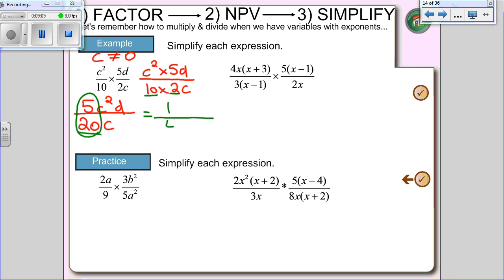I look at my c's. I have 2 c's on the top, so c squared, and 1 c on the bottom. So that means I'm left with 1 c on the top. And I check my d's, and there's no d on the bottom, so it's still on the top. So your answer would be c times d divided by 4.